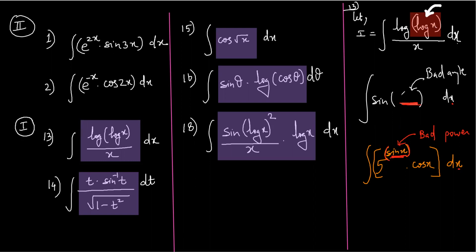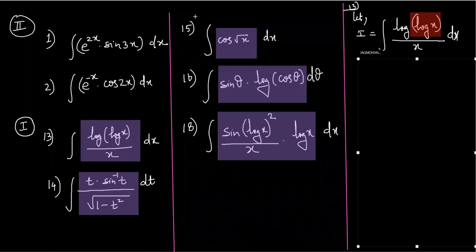As this was a bad angle, it was something other than x. Let me write f of x. So as I call this a bad angle, as I call this a bad power, here I do not have log of x. I want this to be x. So I call this a bad variable. And remember student, whenever you have bad angle, bad power, bad variable, you always put that as t. That's the key substitution. Always remember that.